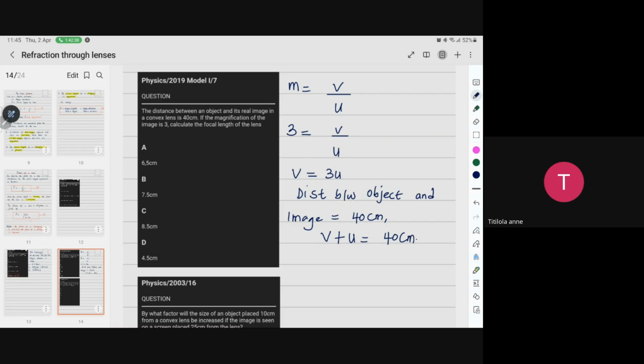Now, can you explain more so that they will understand? Can you explain more why you said that the distance between the object and the image is 40 centimeters? How do I explain now? Actually, what is the image distance? Can you give a context to what the image distance is?